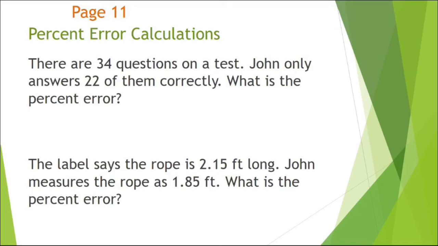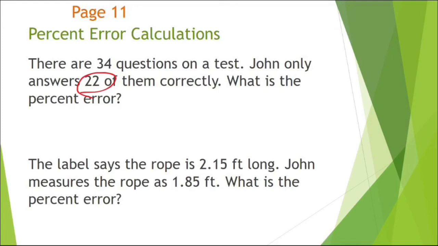So this first example says that there are 34 questions on a test, and John only answers 22 of them correctly. What is the percent error? So, which of these numbers did the student take charge of and actually, or experimentally, I suppose, would be the right way to put it, experimentally attempt on this test? Hopefully you're saying and thinking that 22. John answered 22 of them.